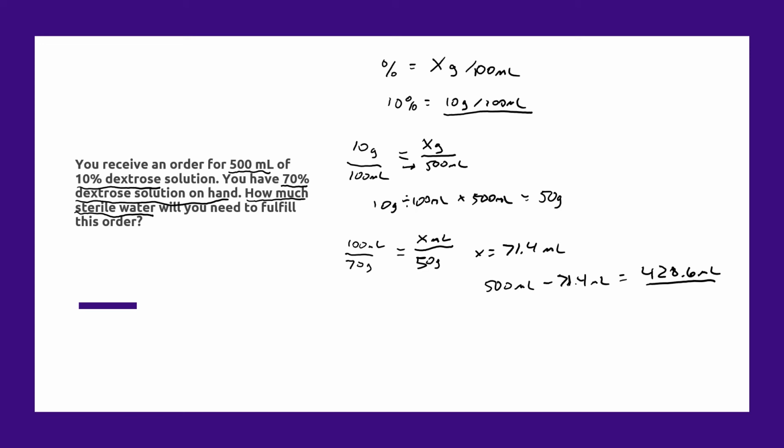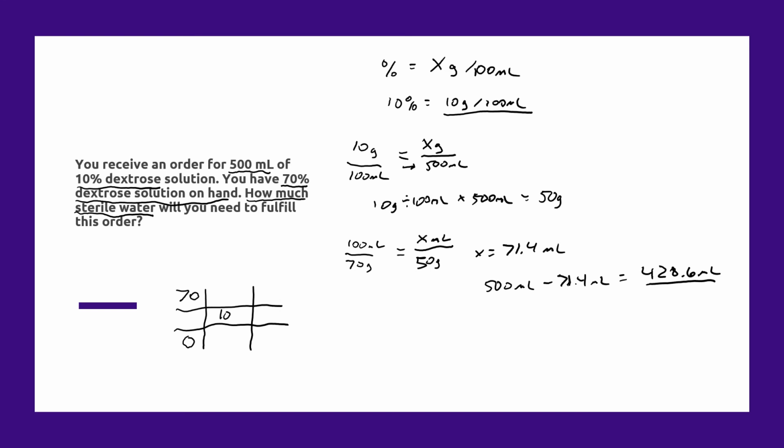So in this example, we'll set up our alligation, which is always going to show up like a tic-tac-toe diagram. And we put our higher concentration in the upper left and the lower concentration in the lower right. And in this example, sterile water is essentially 0% dextrose solution. So that's kind of a little trick there. Anytime you're dealing with sterile water, that's going to be 0%. Our target percent is going to be right smack dab in the middle of 10%.